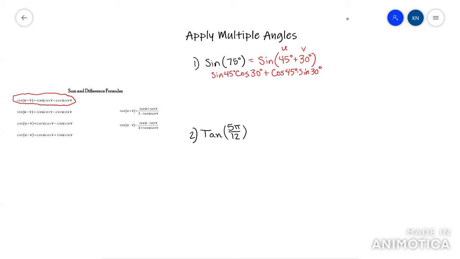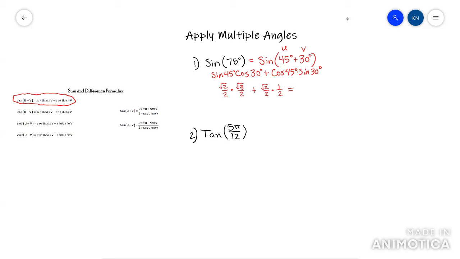Now you're just going to go get the actual values for these things. One thing I will say is everybody always messes up on their negative signs. So pay attention to what quadrant you're in. Luckily for us, these will all be in quadrant 1. But if it was anything different, you would really have to think about what quadrant you're in and if it was positive or negative. So sine 45 is root 2 over 2, times cosine 30 is root 3 over 2, plus cosine 45 is root 2 over 2 times sine 30 is a half.